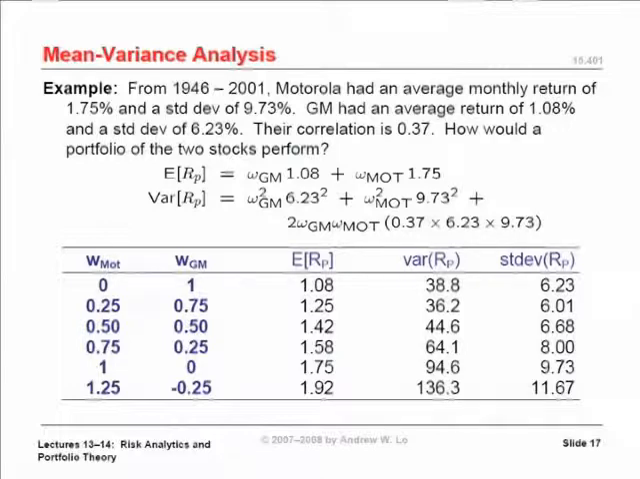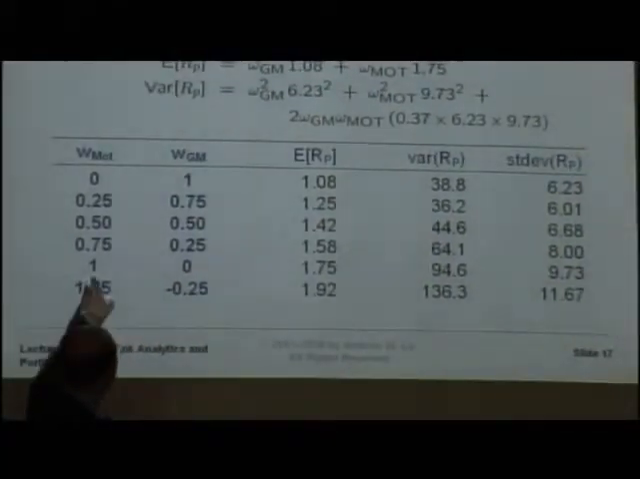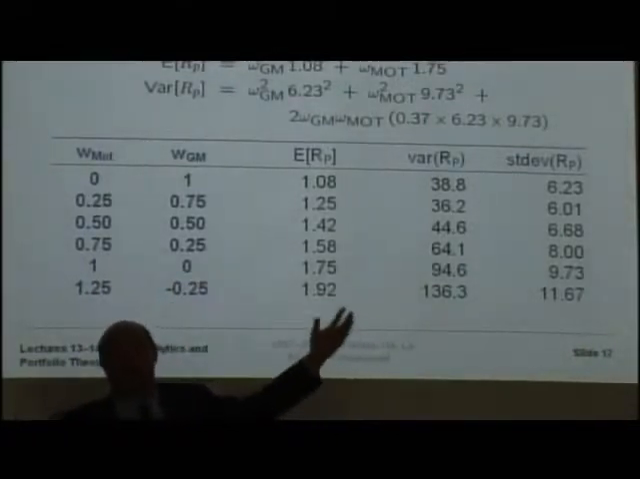How would a portfolio of the 2 stocks perform? Well, it depends. What are the weights, right? If you change the weights, you're going to change the performance. So let's just take a look. If you put all your weight on General Motors and nothing on Motorola, not surprisingly, you're going to get General Motors' return. At the other extreme, if you put all your weight on Motorola and nothing on General Motors, you're going to get Motorola's characteristics, right?